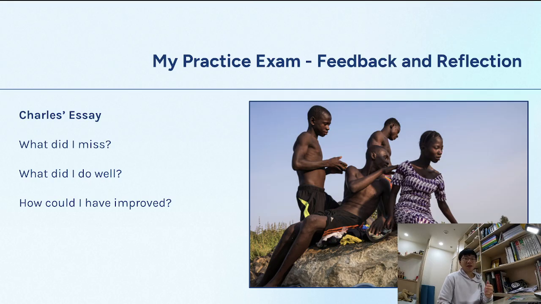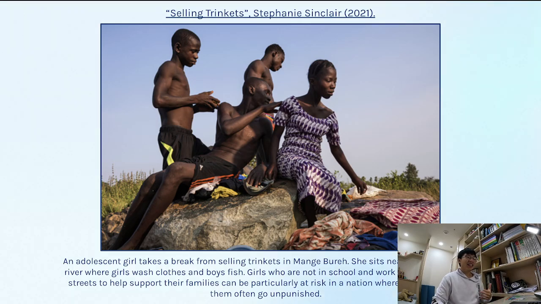So this was the photograph that was in a practice exam, and I have the caption right here. An adolescent girl takes a break from selling trinkets in Manjebura. So it's in Sierra Leone. And she sits near 3 boys by a river where girls wash clothes and boys fish. Girls who are not in school and work on Sierra Leone streets help support their families, and can be particularly at risk in a nation where crimes against them often go unpunished. This was a caption, and it was photographed by Stephanie St. Clair in 2021 for National Geographic.